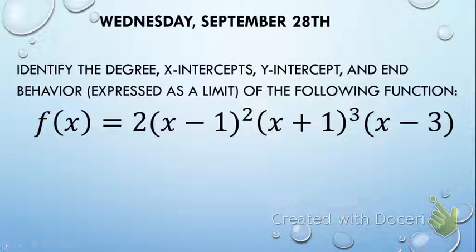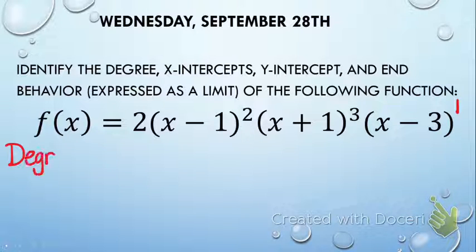So to find the degree, you would add up your exponents. Now keep in mind that when you have a constant, you have to have an actual variable for it to have a degree of 1. So this 2 is just a 2. If it was a 2x, then that would count as a 1, an exponent of 1. But this is just a 2. So we're just adding our exponents, which would be a 2, a 3, and then what's the exponent on this factor? 1. Go ahead and add those up.